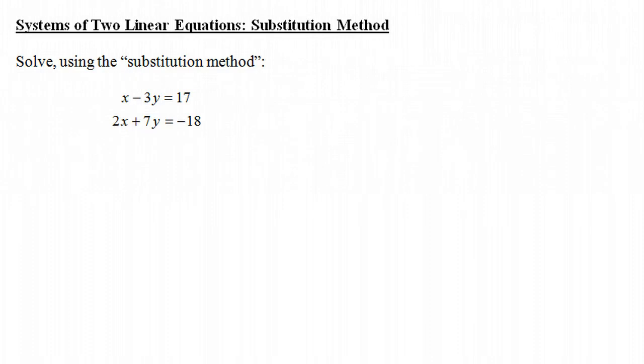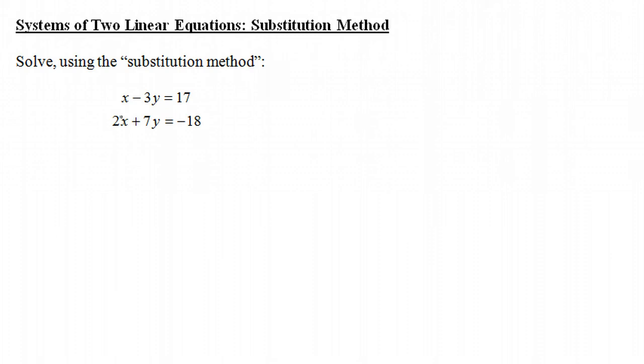In this video, we're going to talk about solving systems of two linear equations using the substitution method. So I've drawn a system of equations right here. With the substitution method, the way this method works is you take one of the variables in one of the equations and you solve that equation for that variable. Meaning you get that variable all by itself on one side of the equation.